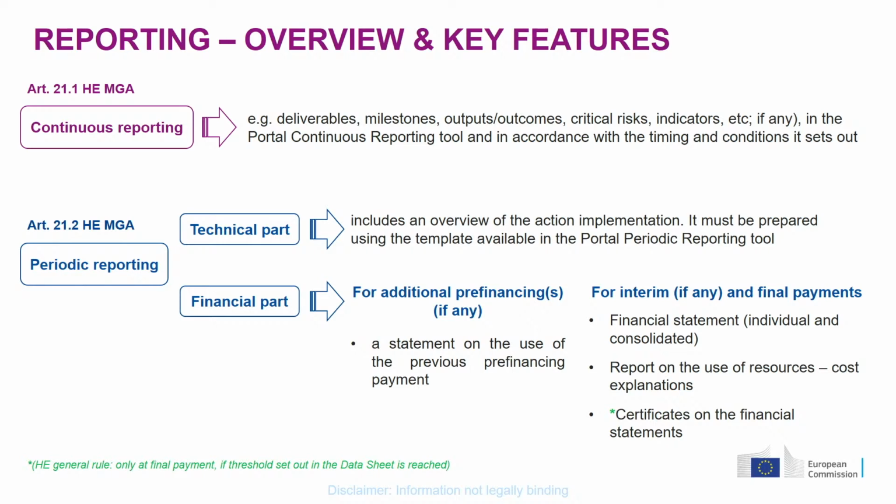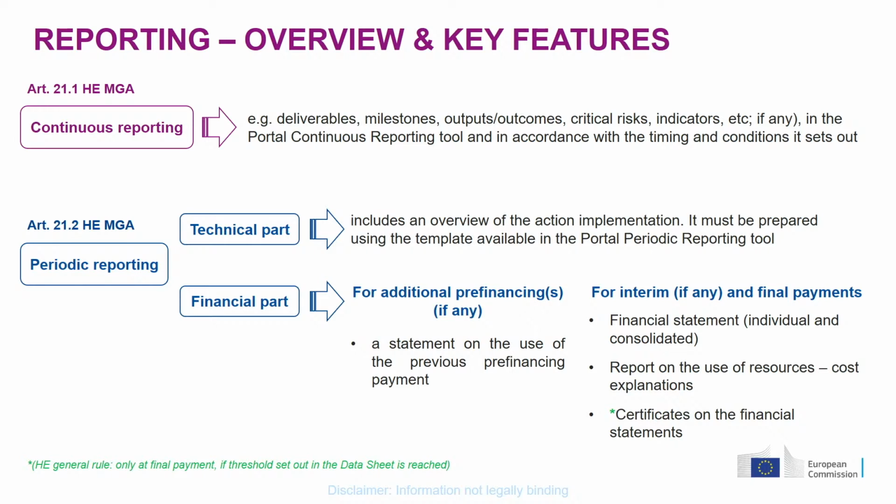what we call part A of this technical part. You will have a part A and a part B. Part A stems from what you will have filled in the continuous reporting module, and part B is a narrative part. So you will have to upload a PDF document about the action implementation, the progress made in the action implementation.